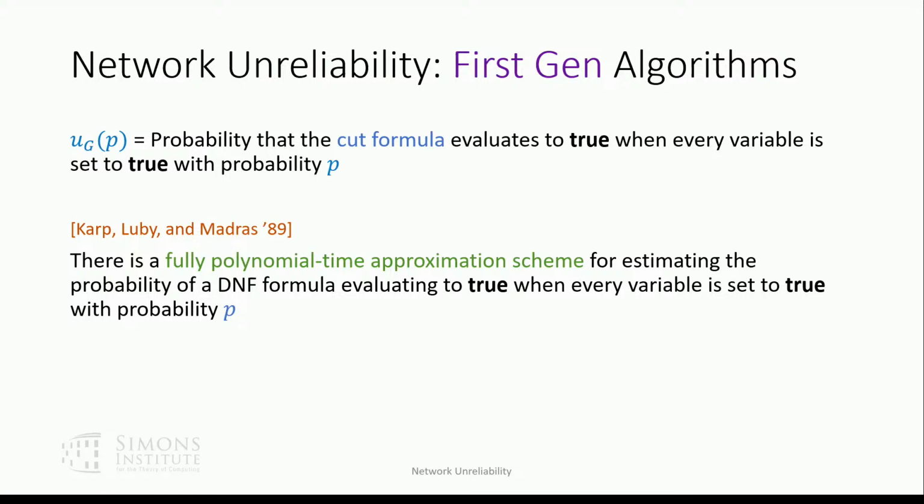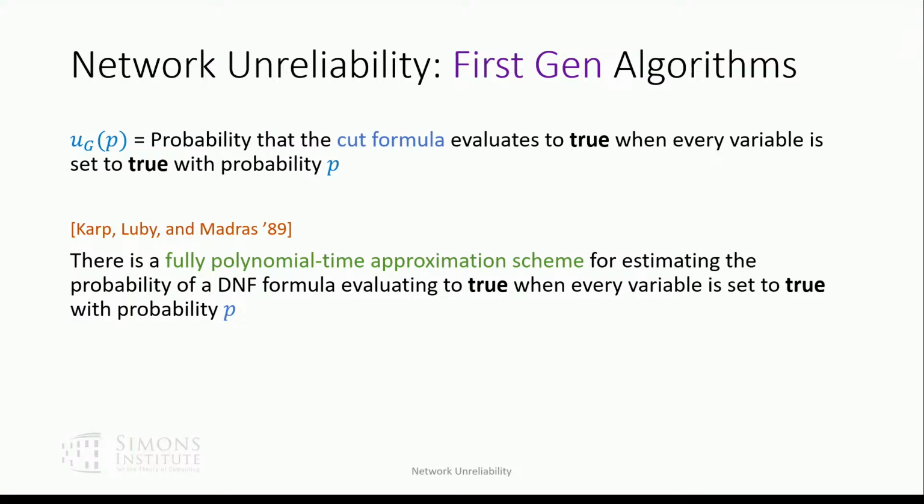It says that, give me any Boolean formula, I don't care what the formula looks like, there is a fully polynomial time approximation scheme for estimating the probability that this formula will evaluate to true when every variable is set to true with probability p. Okay? So exactly what we want. If you give me a Boolean formula and a probability for each variable evaluating to true, this algorithm says I can get you an approximation of the probability of the entire formula being true.